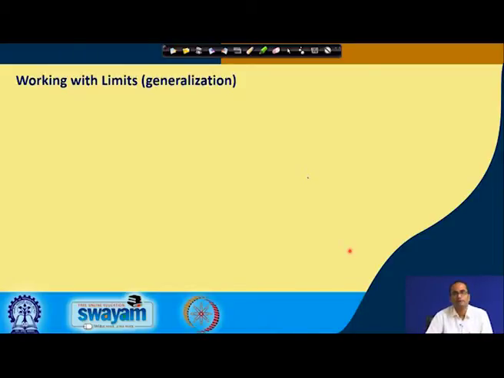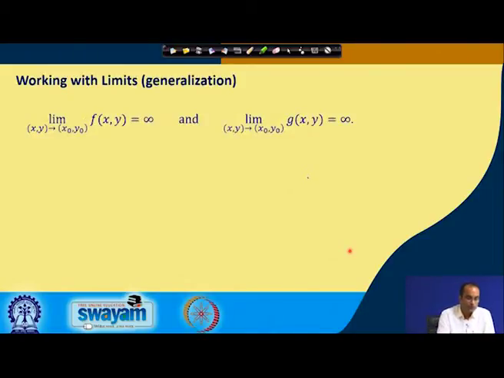Some more generalization of these working rules: we can also work when we have infinities. So, if the limit of f(x,y) as (x,y) goes to (x0,y0) is infinity, and the limit of g(x,y) as (x,y) goes to (x0,y0) is also infinity, in that case we can compute the limit of the product of these two functions f(x,y) g(x,y) as (x,y) goes to (x0,y0). So it is infinity, and here also we have plus infinity times plus infinity.